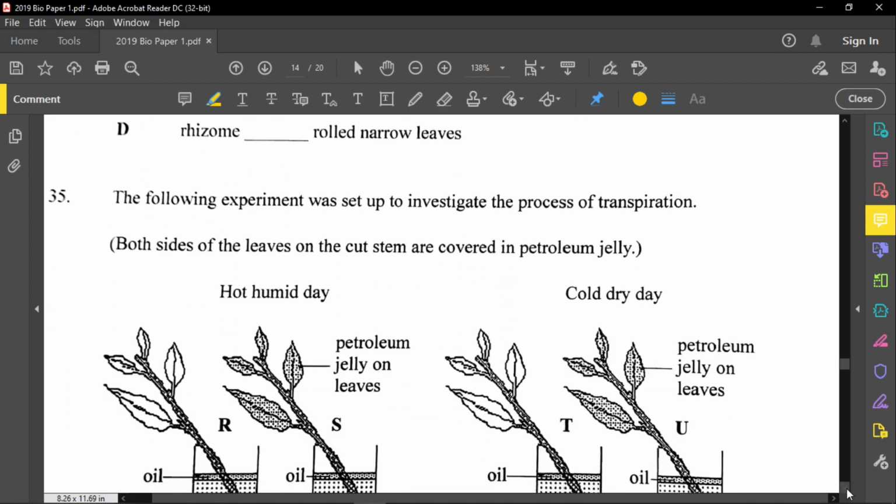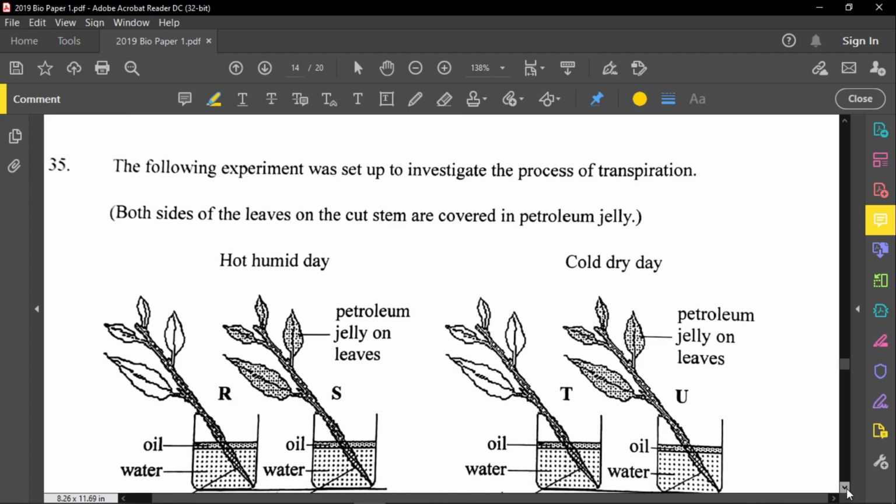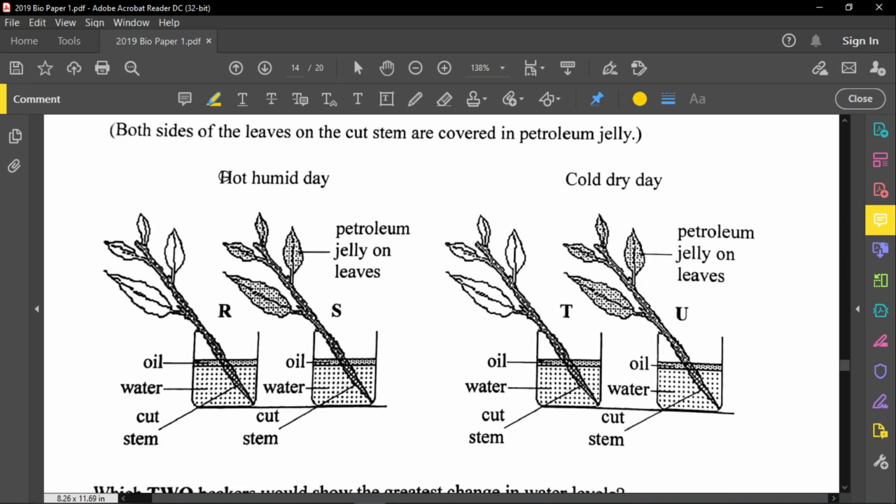Question number 35 said the following experiment was set up to investigate the process of transpiration. Both sides of the leaves on the cut stem are covered in petroleum jelly. Now we have two conditions here. We have hot, humid day, and we have cold, dry day. Okay, and so we have plant R, S, T, and U.